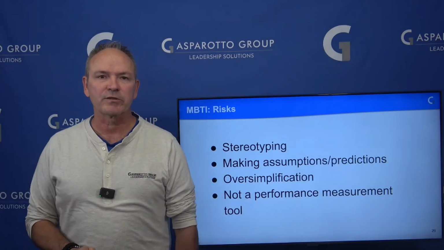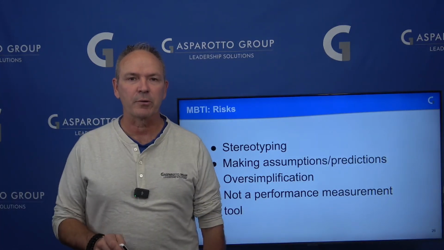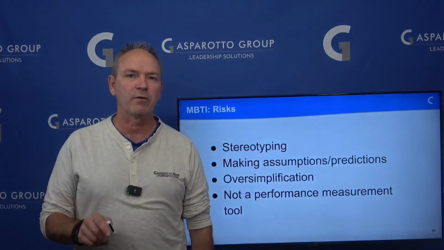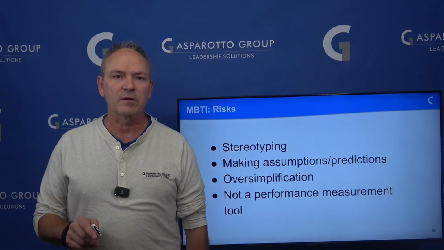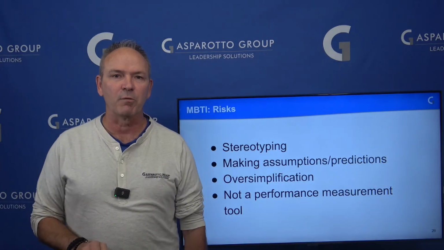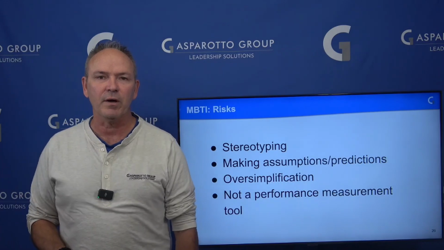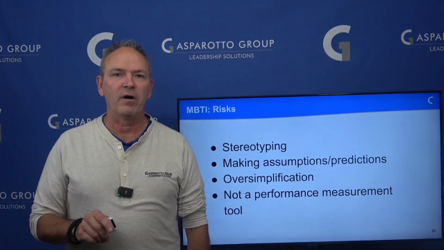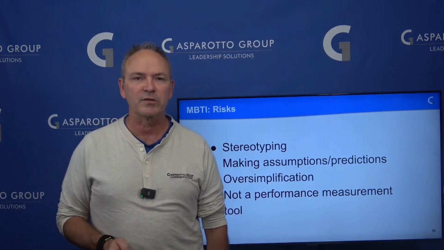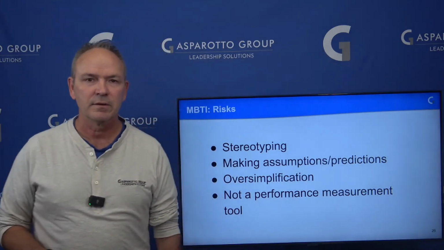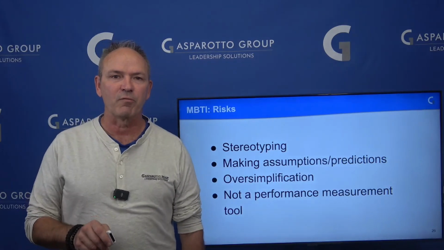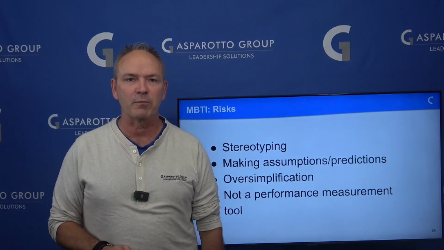There are potential risks with the MBTI, namely stereotyping. People may generalize broadly about individuals based on their MBTI type, making assumptions. It is important to avoid assuming how someone will behave solely based on their MBTI. The MBTI almost oversimplifies Jung's theory, as it doesn't capture the full complexity of an individual's personality. And in no way should the MBTI be used to predict job performance or suitability for specific roles.